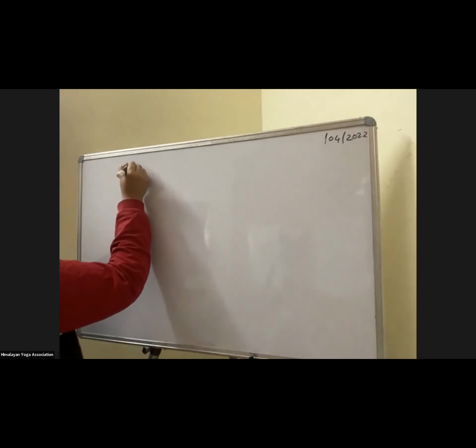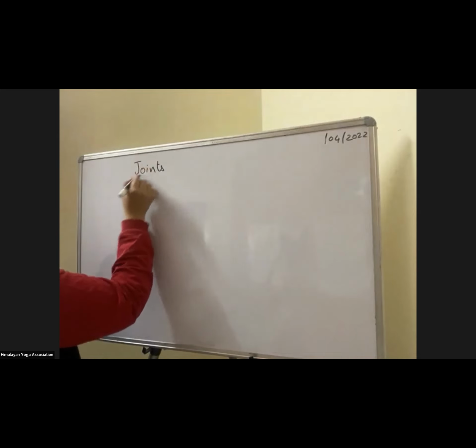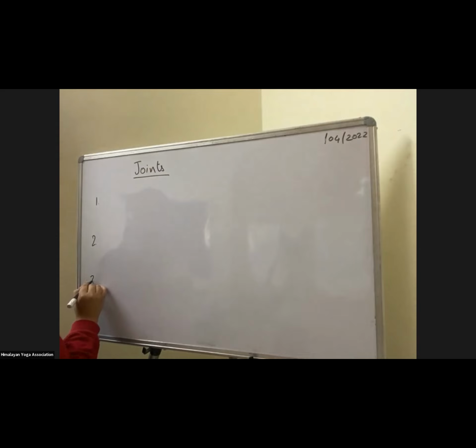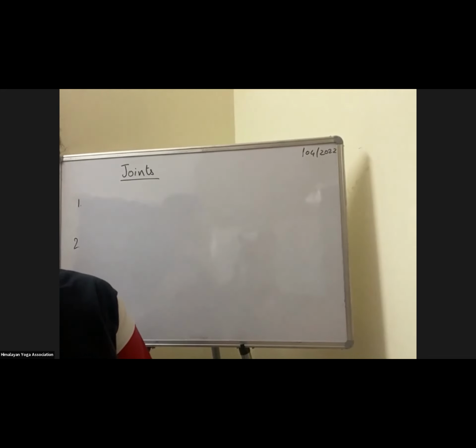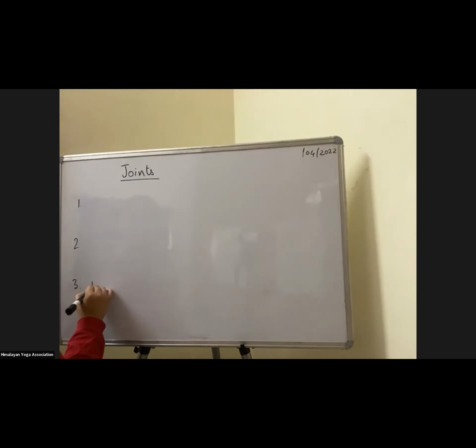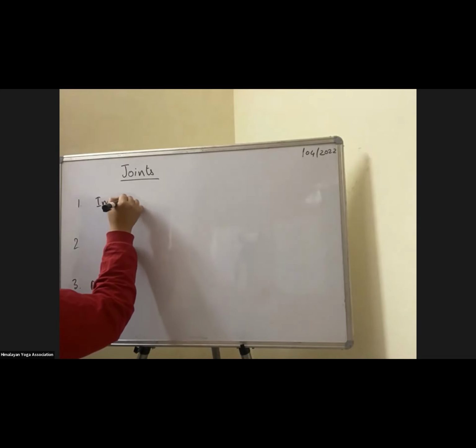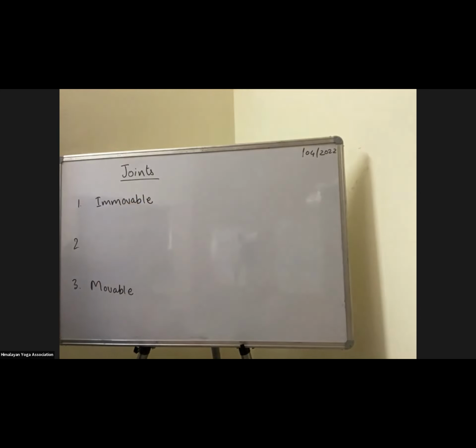So we will study joints. And we classified them into 3 categories. What were those? Movable, immovable. Movable. And what is the third category of joints? Partly movable. Yes.